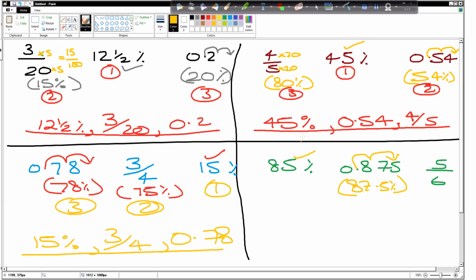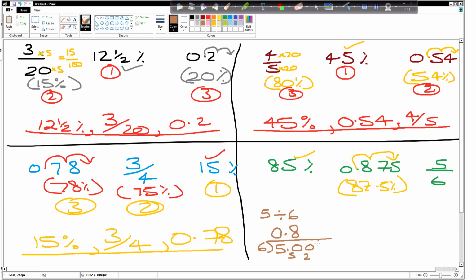Now 5/6, quite a few students struggled on 5/6. So 5 divided by 6. So what goes over here outside the bus stop? The 6. Second number goes outside, first number goes inside, yeah? Okay, so how many 6s in 5? 0. Remainder? 5. How many 6s in 50? 8 remainder 2. 6 goes in 50 eight times. Okay, so 6 times 8 is 48. Remainder? 2. And then 6.